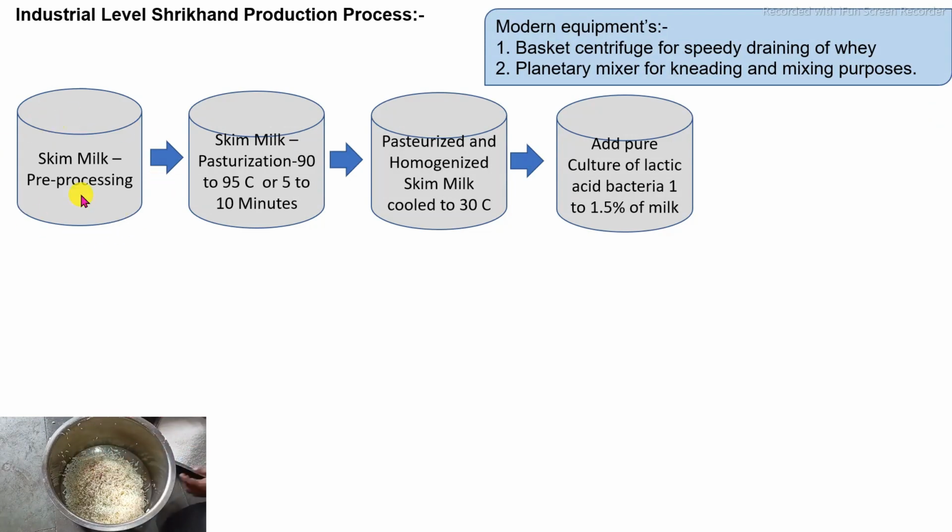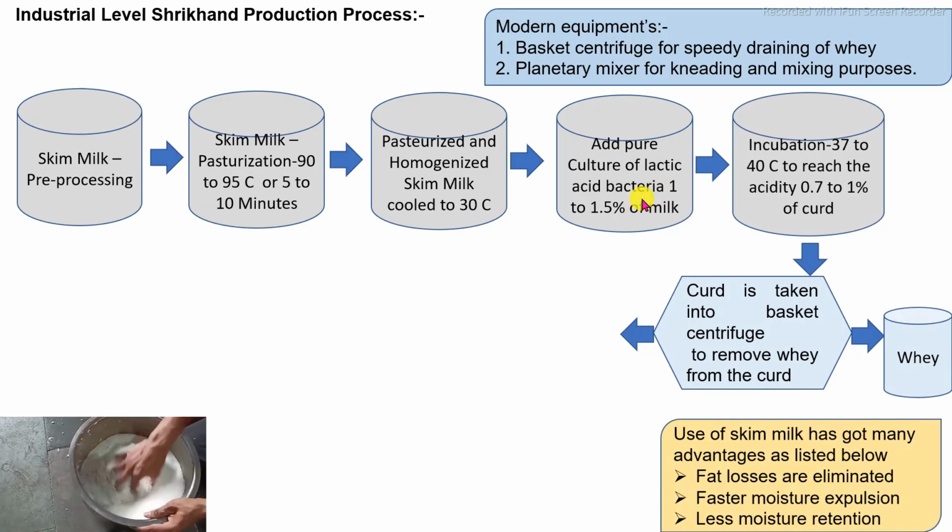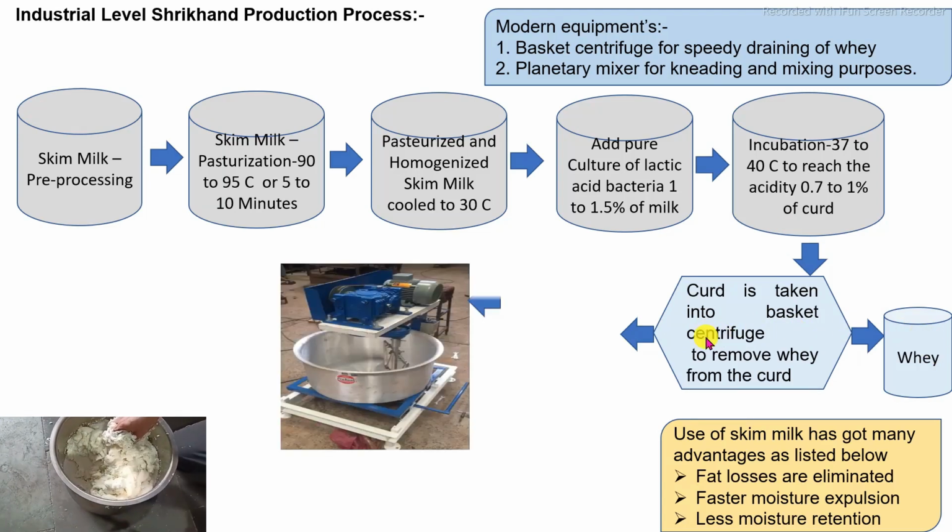First, skim milk is pre-processed and then converted into curd by addition of a pure starter culture. Next, the whey is removed from the curd by using the basket centrifuge method. This is the advanced method of removing the whey. Then we get the chakka.